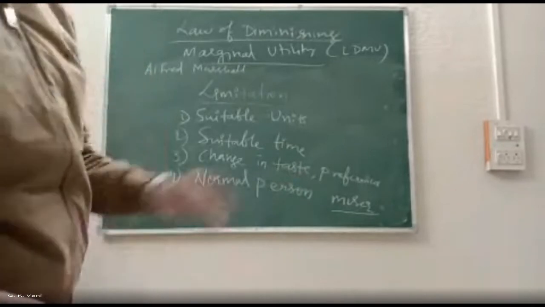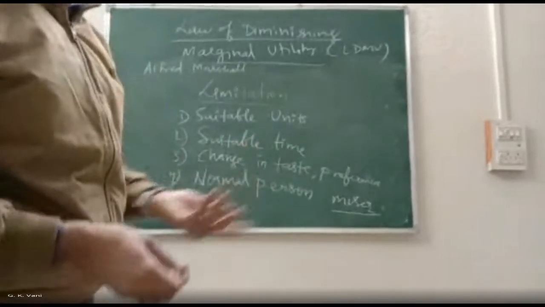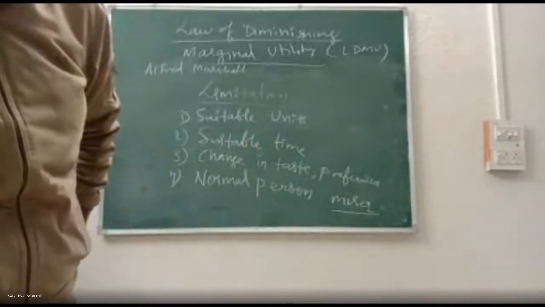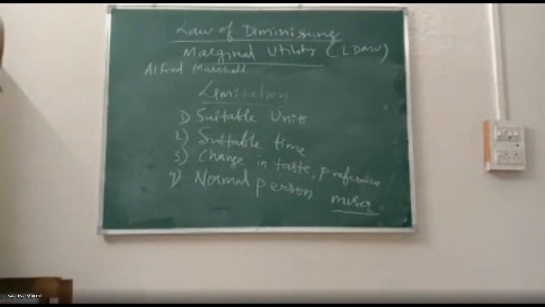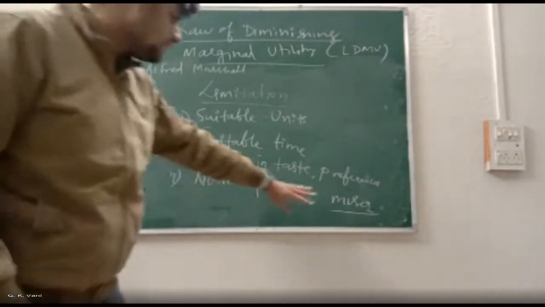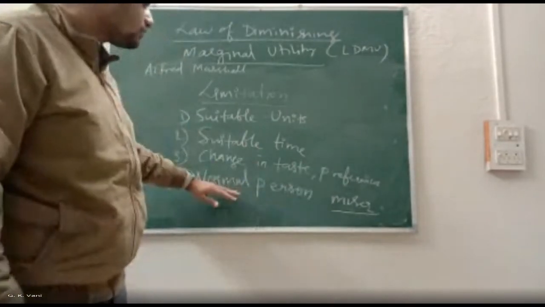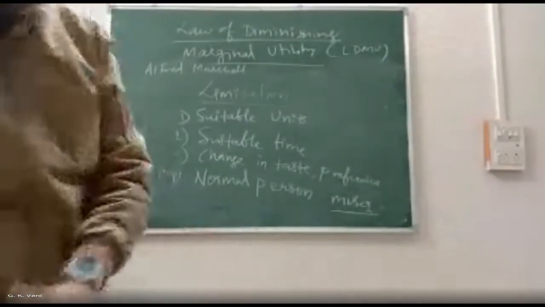Okay. Abnormal person, mad people don't have limitations. Eccentric people, self-centered people, so they behave differently. So they are not normal. So for such abnormal person, law will not be applicable.